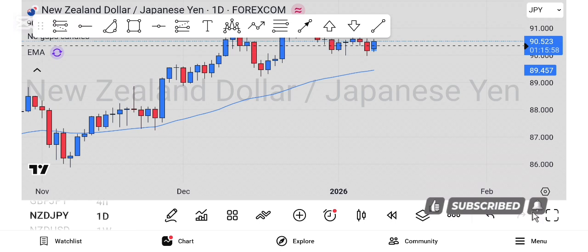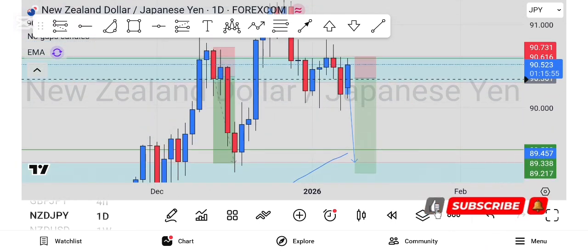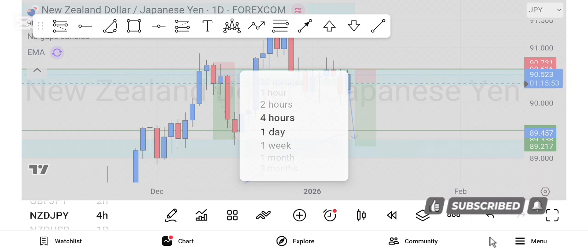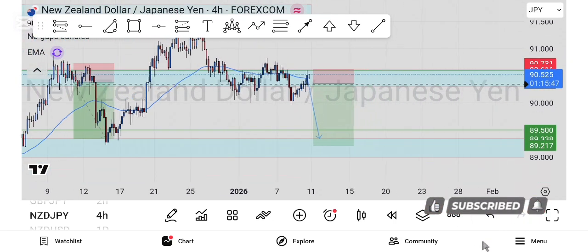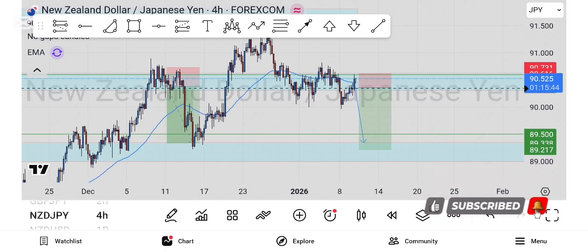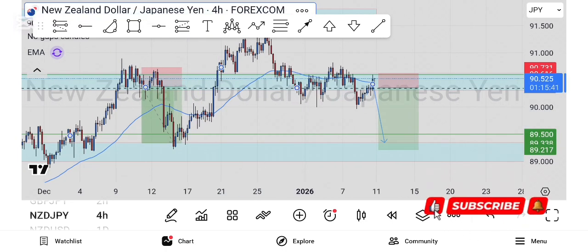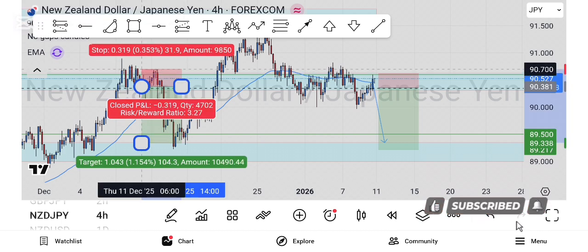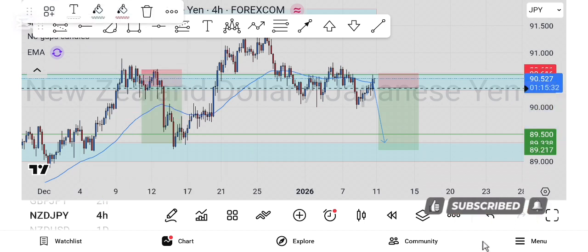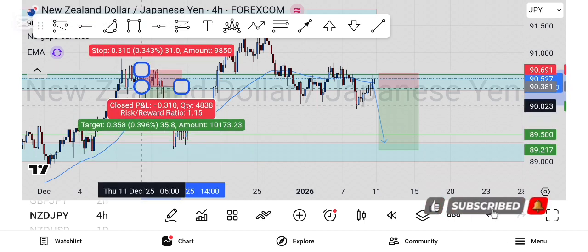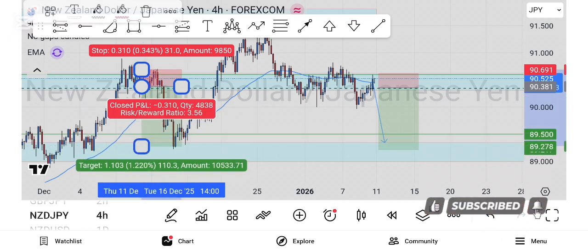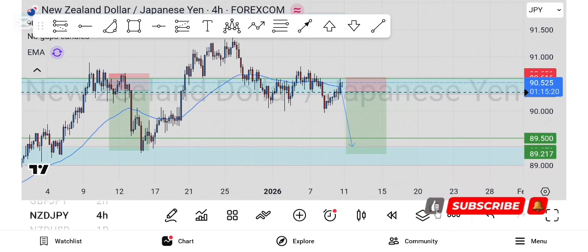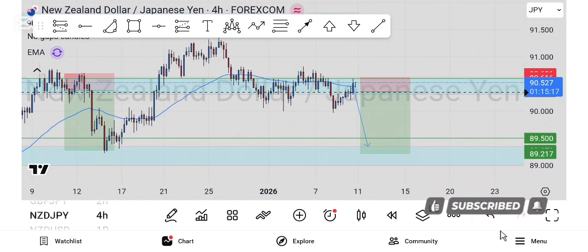NZD JPY, I'm expecting it to go bearish, because I also had a position here, but I went out of this trade at break even, and I would have hit SL on this trade, because this was where my SL was. I left this trade somewhere around here before we had that retracement. I was not fully on this trade, but now we are back below this point.